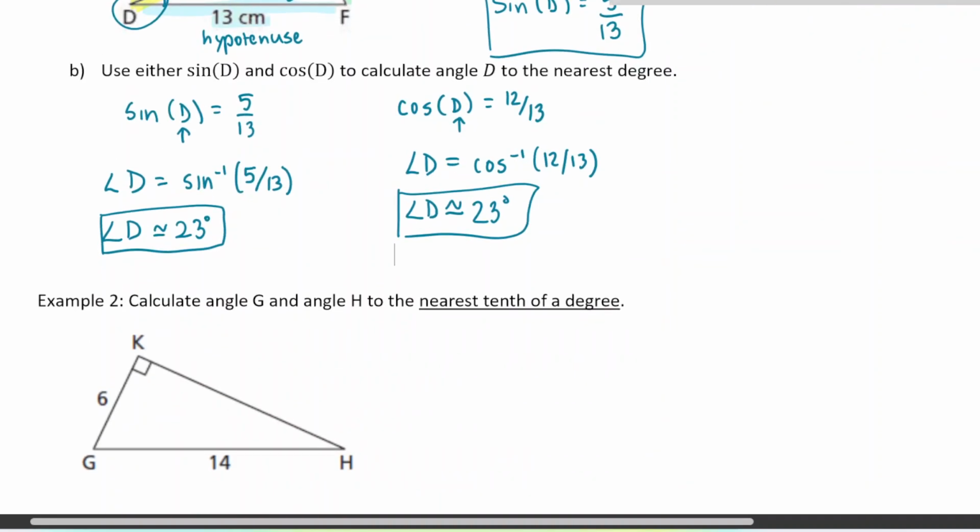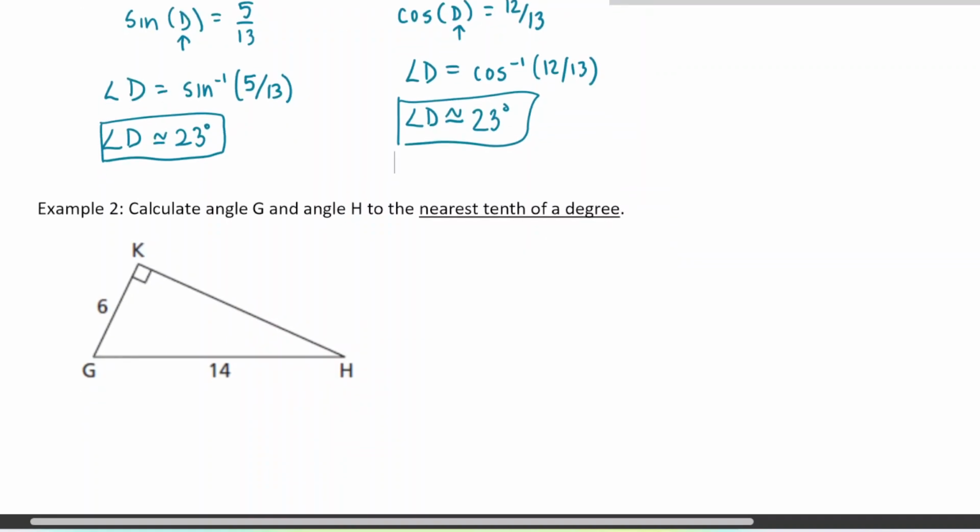Example 2, calculate angle G and angle H to the nearest tenth of a degree. So this time it doesn't tell you which ratio to use, so it's totally up to you. So the first step is always, I'm going to write it out again just because it's so important, you want to label the triangle, the sides. Okay, so we're talking about angle G here. We'll start with that. So I'm just going to circle it. So everything that we label is going to be based on angle G.